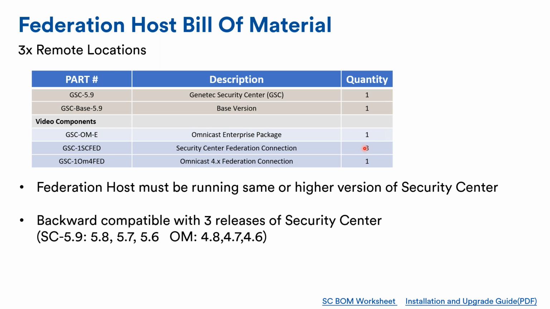Now, if you are using a site with Federation for hosting, you need to make sure that the site is running the same or higher version of Security Center as your remote locations. Now, your federated site is backward compatible with up to 3 releases of the Security Center versions. So say, for example, your federated site is using Security Center version 5.9, that would be compatible with version 5.8 and version 5.7 and 5.6 of the Security Center software.